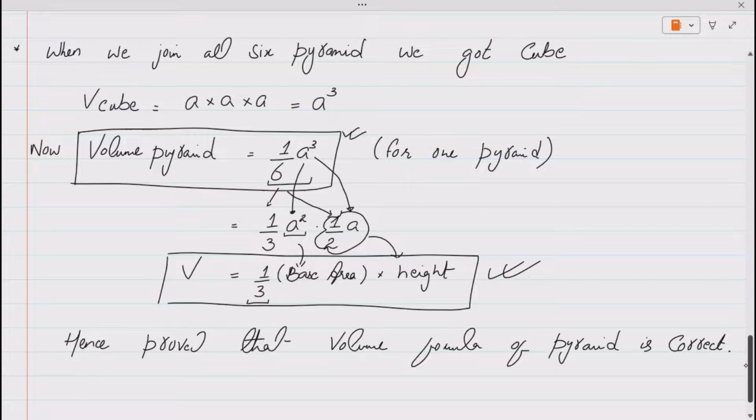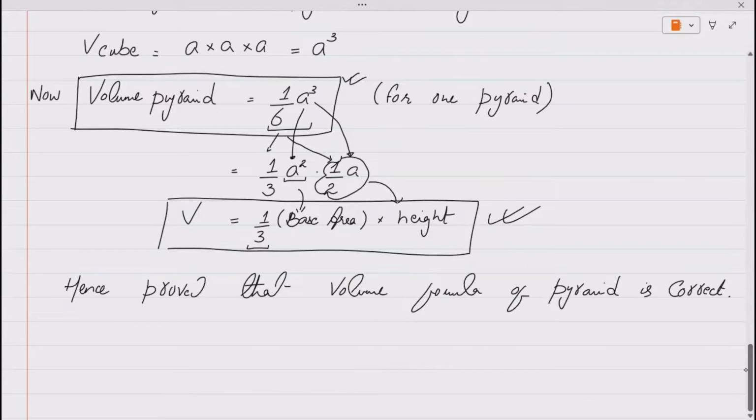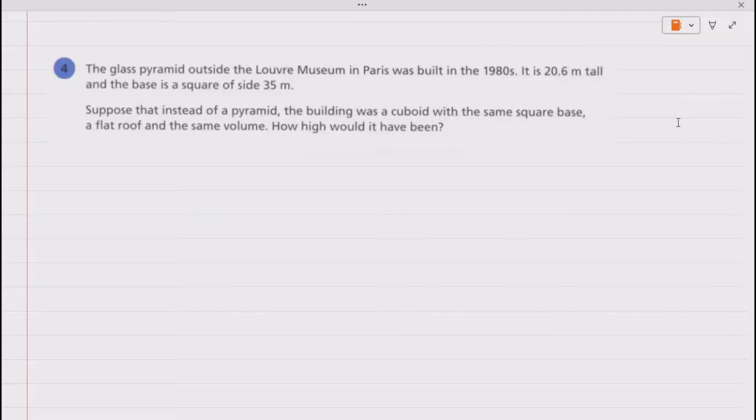So this question is important because for different types of figures, we always have this type of question, where we have to find out whether the formula of the volume of the shape or the formula for the surface area of the shape is correct or not. And we are given some scenario in which we have to check this formula, right? So the question is complete. Now let's start question 4.